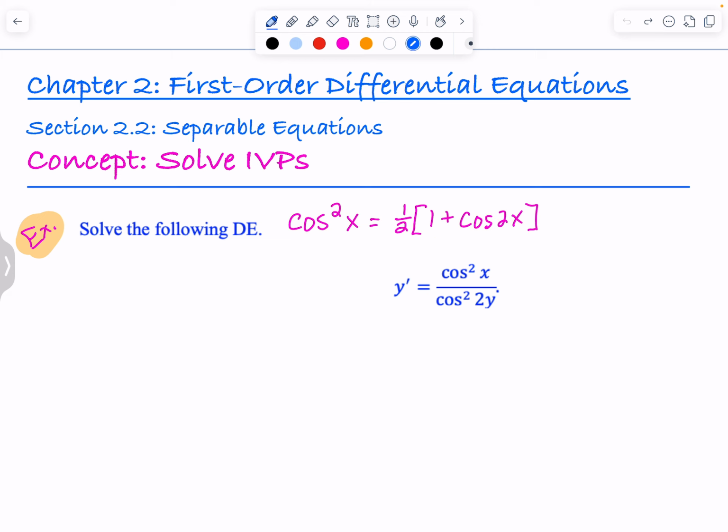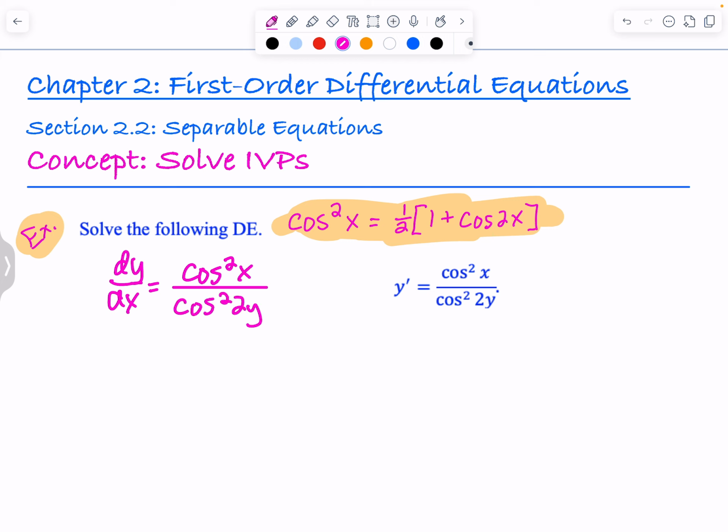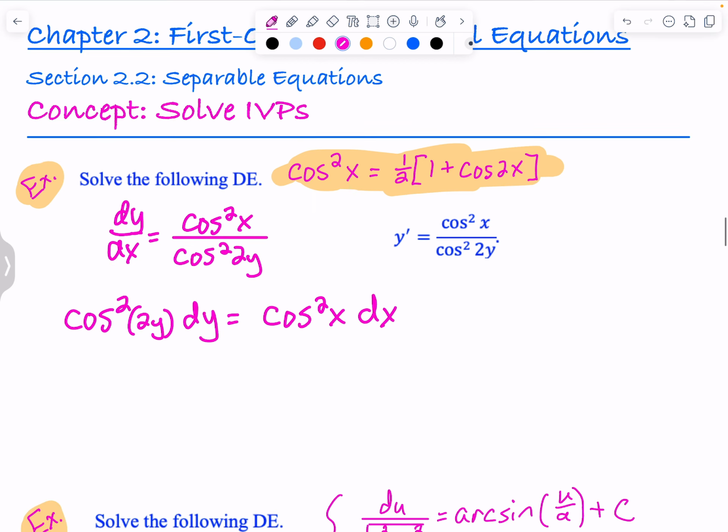I don't want to do it in blue. dy/dx is equal to cosine squared x plus cosine squared 2y. This one looks very daunting. So I can actually move things over. I multiply and get cosine squared of 2y, which I'm glad became a numerator, and then I multiply the other side by dx.